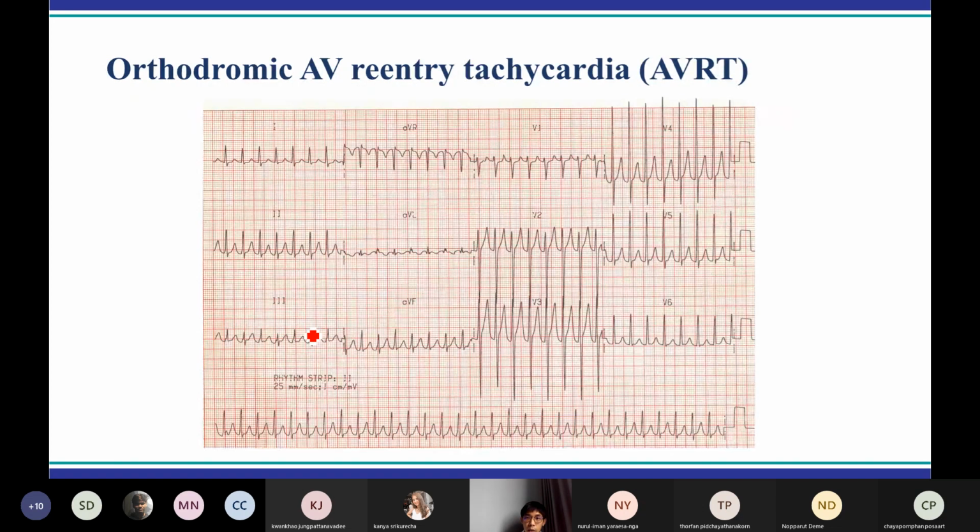And here is again an orthodromic AVRT. You see that the P wave is not clearly visible from this one. So I just want to tell you that sometimes you cannot get the definite diagnosis from the ECG.